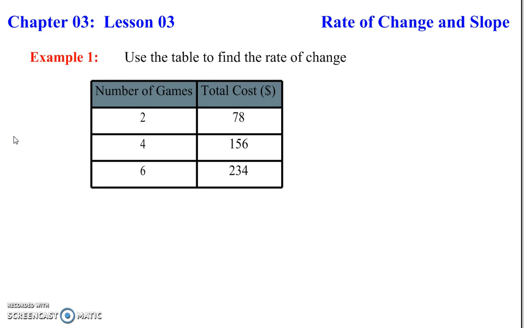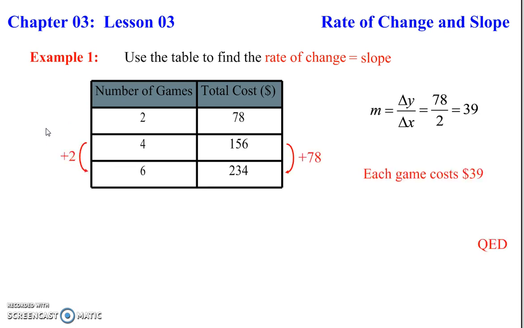Here we have a table to find the rate of change. Again, change in x, change in y. We look, rate of change is the same as the slope, so we'll look at the change in y, 78 over 2, and then we could simplify that to 39. Check that, and it is correct.